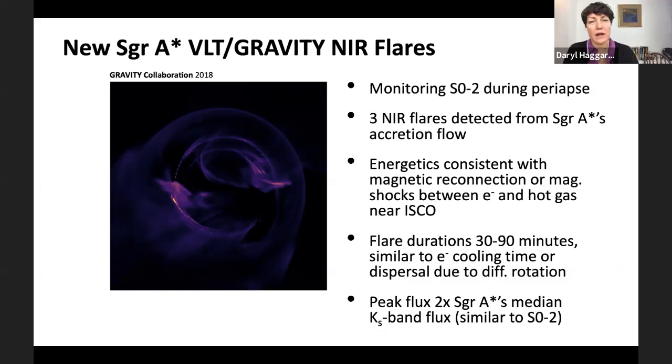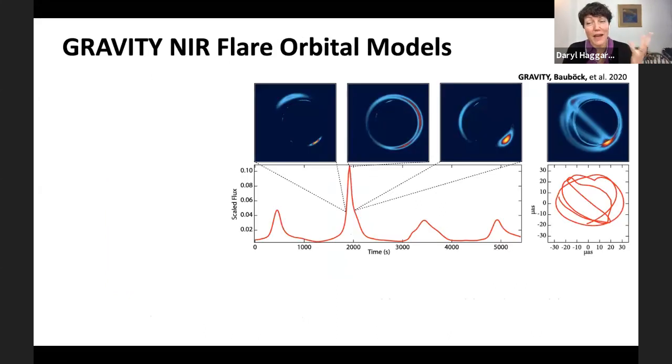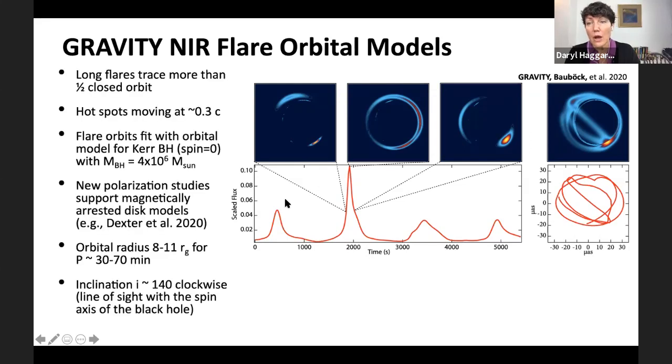And of course, the Gravity collaboration has not stopped there. This is the first exciting evidence for orbiting hotspots around Sagittarius A Star, and they've been thinking a lot more. I'm going to highlight a few pieces of work coming out of Jason Dexter's group within the Gravity collaboration. This is some nice theoretical work by Michi Bauböck, who has been looking at a hotspot in orbit around Sagittarius A Star.